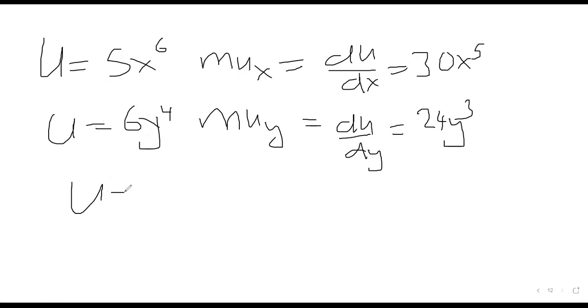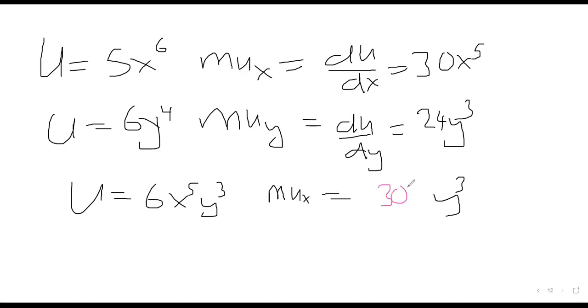But when these are combined, 6x^5 y^3, you can differentiate them implicitly. For MUx, you leave the y to the power 3 as it is, then differentiate. 6x^5 becomes 30x^4. So we differentiate this one the normal way. 5 times 6 is 30, subtract 1 from the power. The power is less by 1.